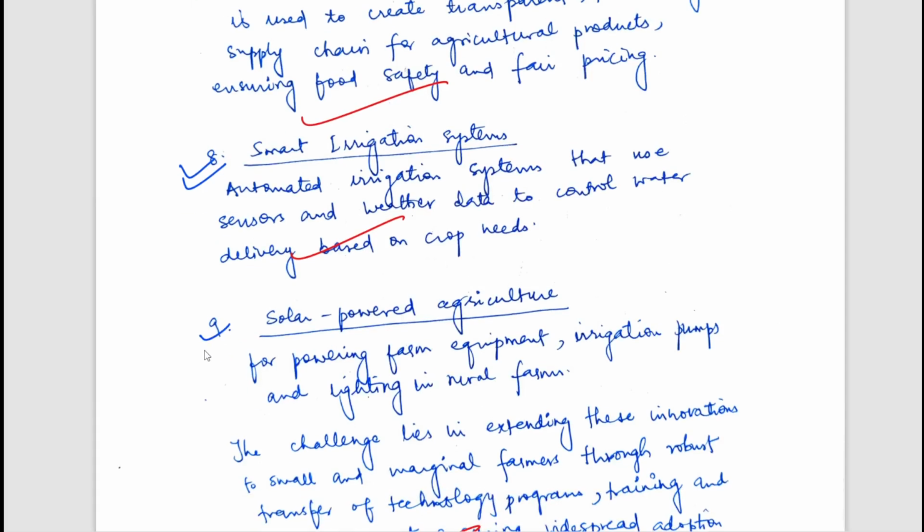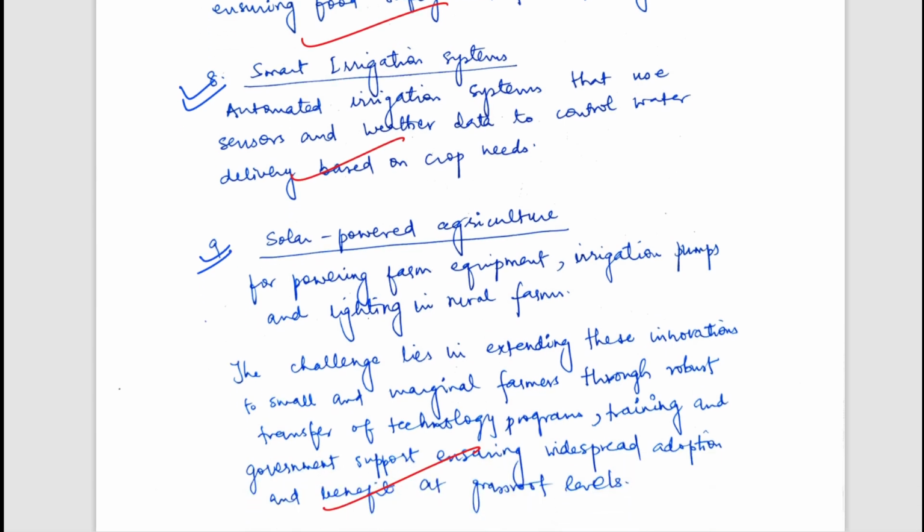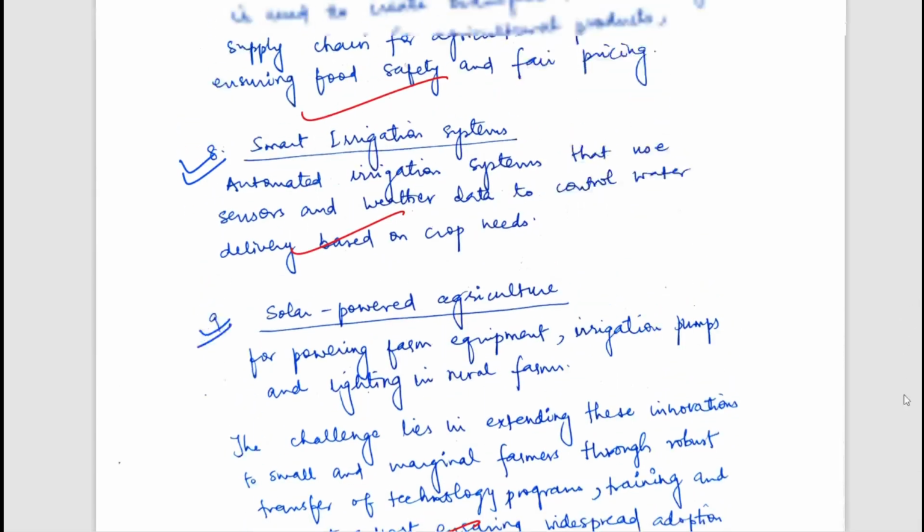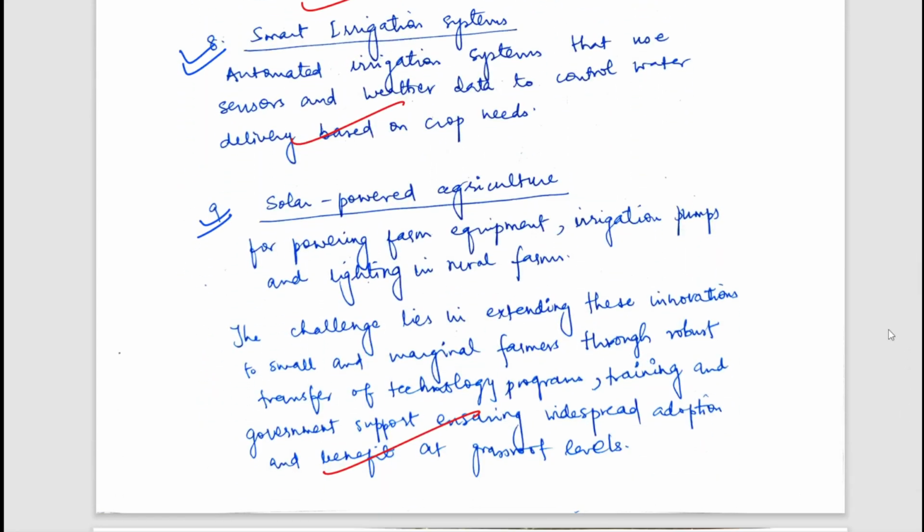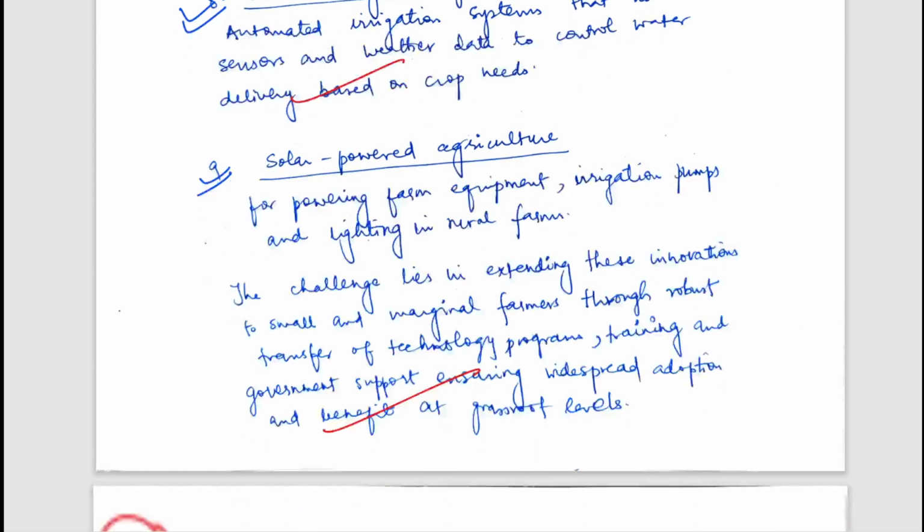Solar power agriculture. Now we have solar power pumps, solar power, different kinds of equipment. So these are some of the fair points, although some points can be modified a little because those things are not directly extended to farmers. But I think overall you have developed the idea how to approach this type of answer. Okay, now let's move to the next question.